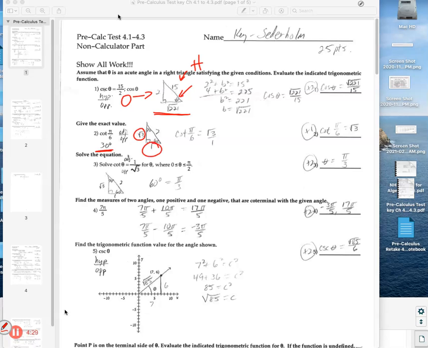So that's the square root of 3 over 1, which is the square root of 3. For number 3, solve the equation. They've given us the cotangent. And then they're telling us that the angle has to be between 0 and pi over 2. That means first quadrant. So you look at that and hopefully you're saying, I need a triangle with 1 and the square root of 3 as part of its sides. Hey, I just did that in number 2.